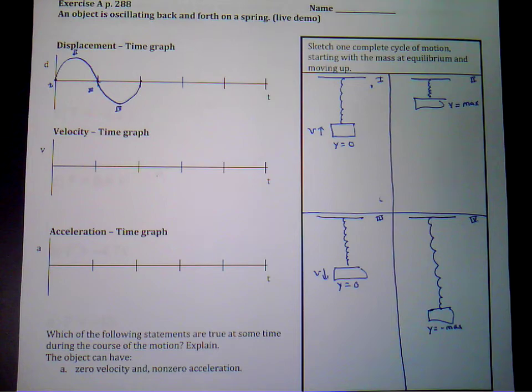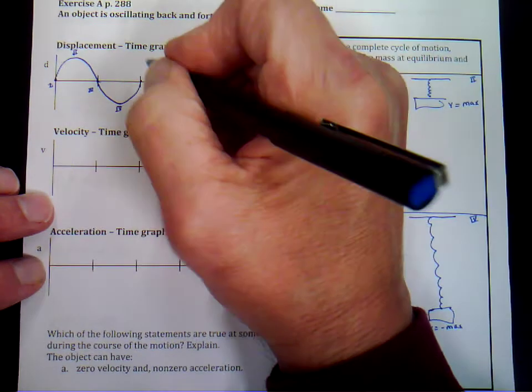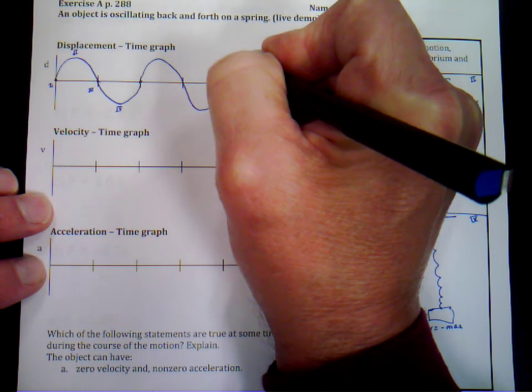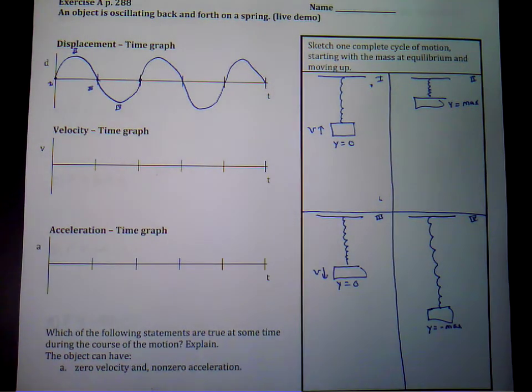And this is going to come back up to position 1 again. And that's one complete cycle. And it keeps doing this. It doesn't just stop there. It's moving up now. And we can just finish this graph. And notice we have a sine curve, or a sine wave.